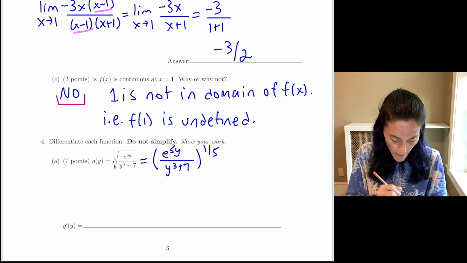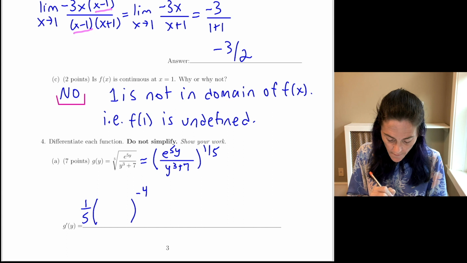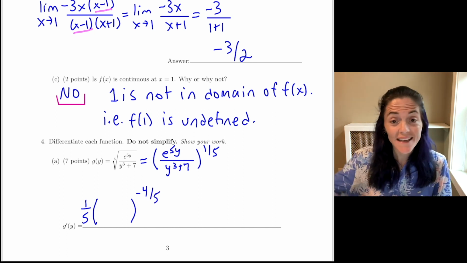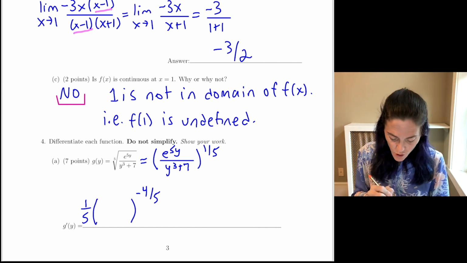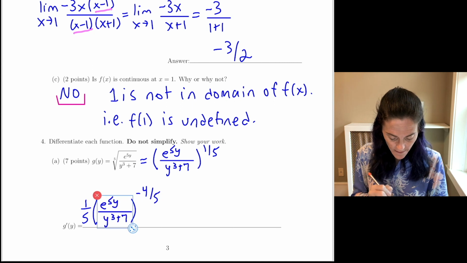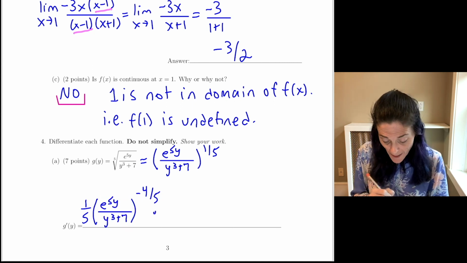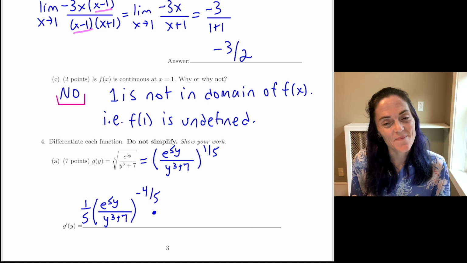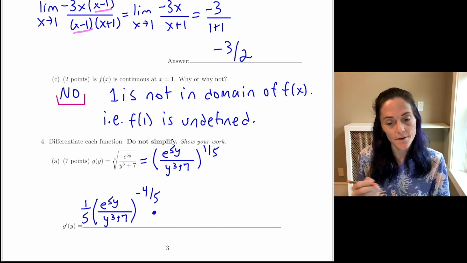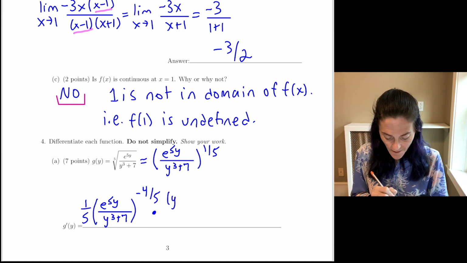So the chain rule, we would have 1 over 5, to the minus 4 over 5. That was the derivative of the outside. Now we put in the entire inside function. Then multiply by the derivative of the inside function. And this one is quotient rule. We see one function divided by another. So we have denominator times the derivative of the numerator.